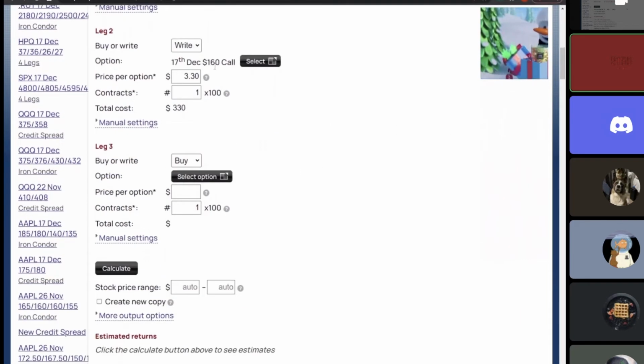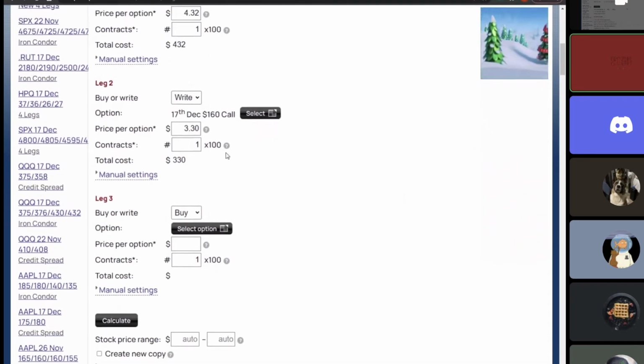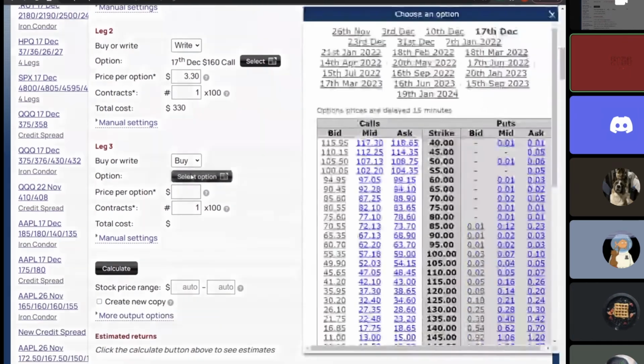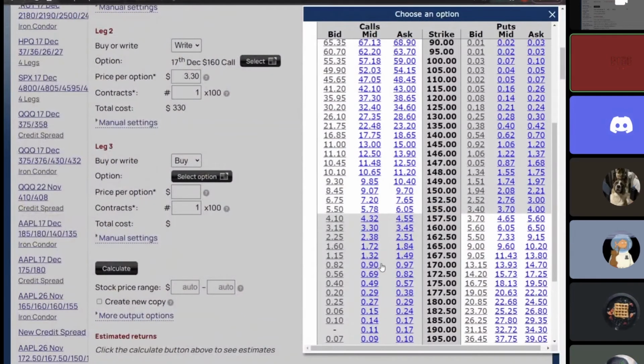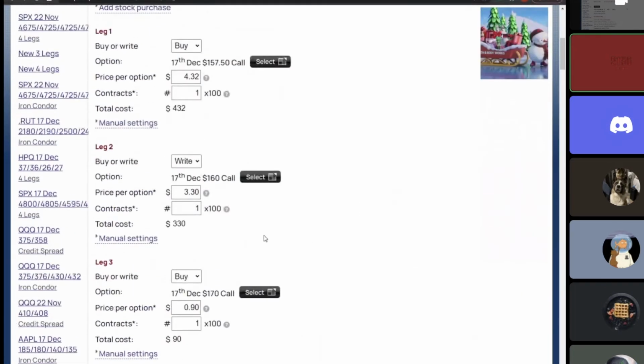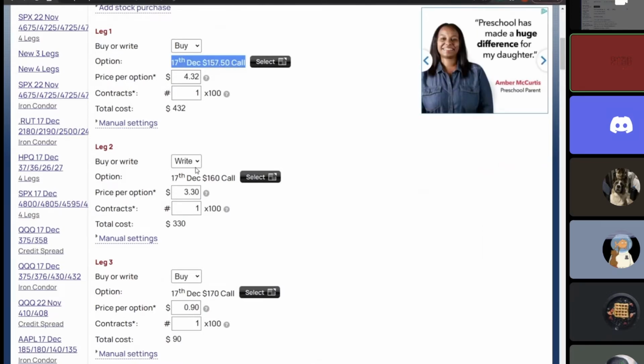So what I can say is, okay, it's not going to go lower than 160 by December 17th, but I think it's going to go up to 170. So now I have $1 in premium, and I have 90 cents right there at 170. So I've bought a call right here. So basically this 157.50 is my stop loss, my protection, because I'm going to sell a call.